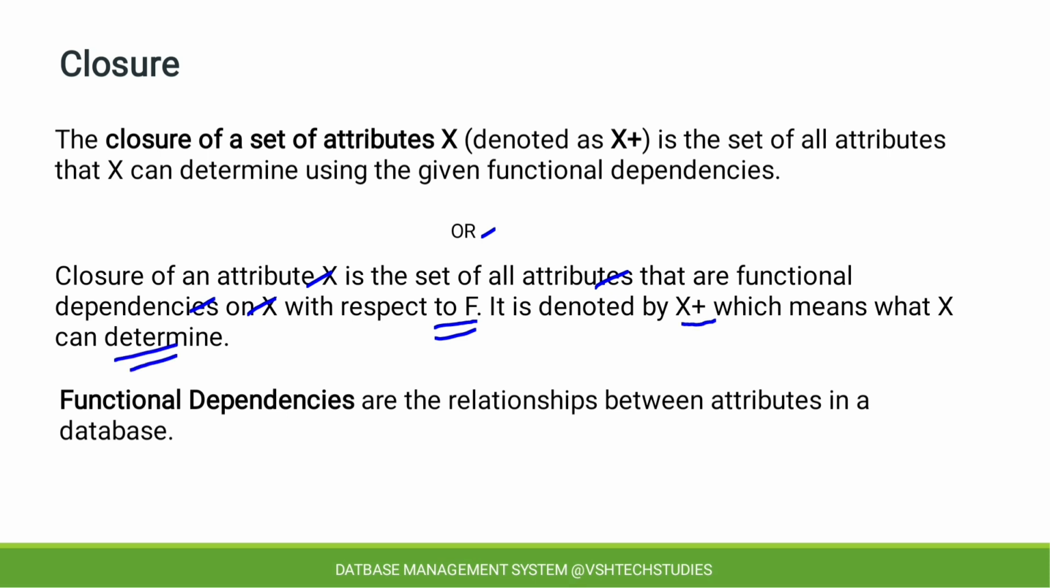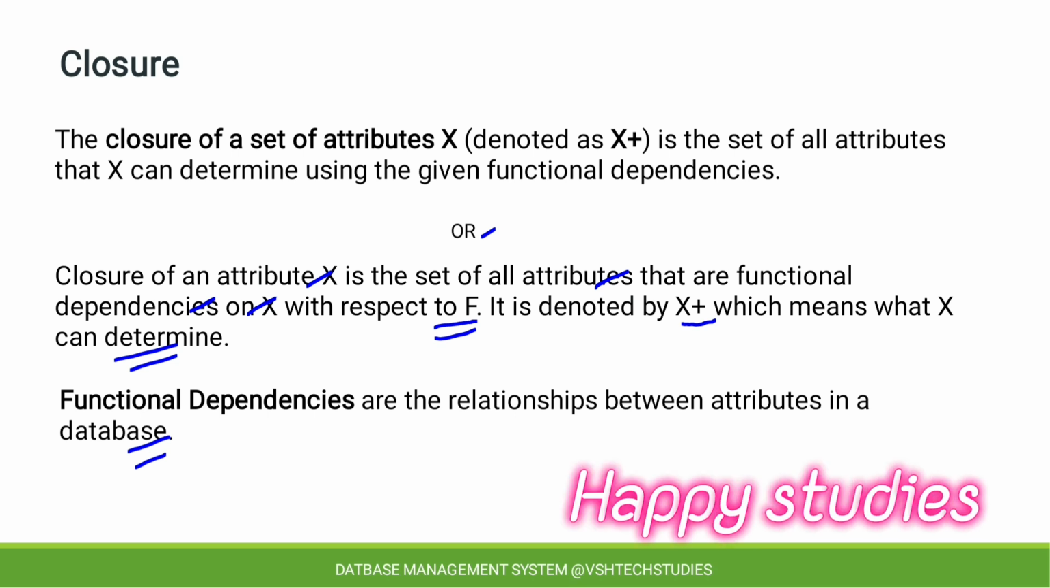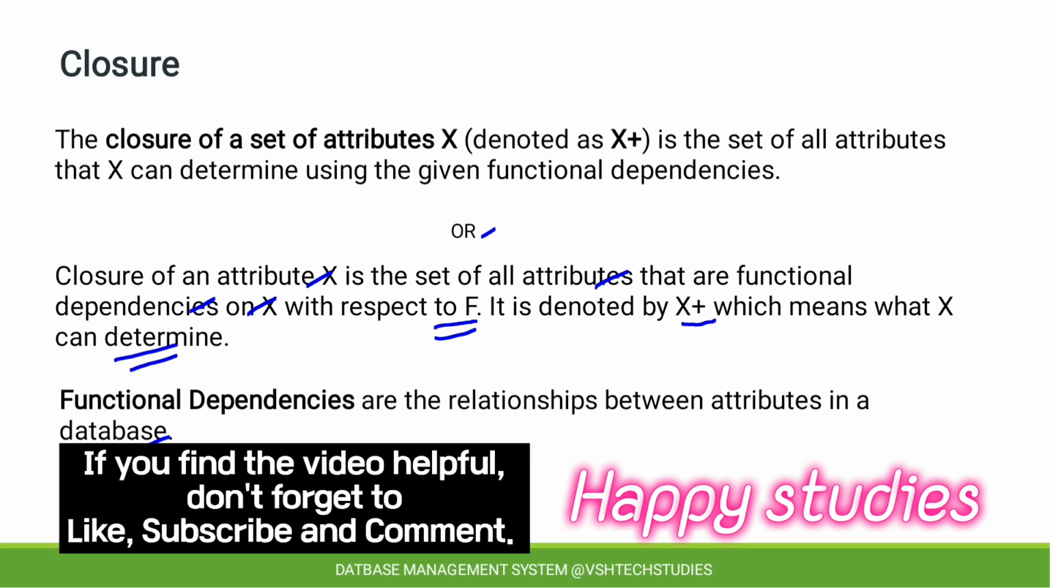Functional dependencies are the relationships between the attributes in a database. So from closure, we can find the attributes which can determine other attributes, that is the first point. Then from one set of functional dependencies, another set of functional dependencies can be derived. These can be used in determining superkeys and candidate keys in a relation. That we shall see in the next video session.